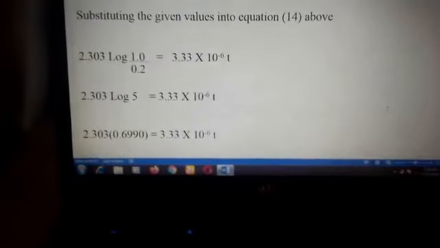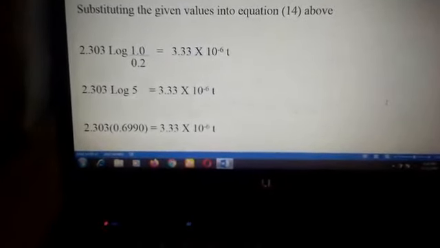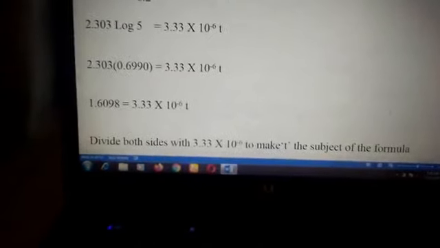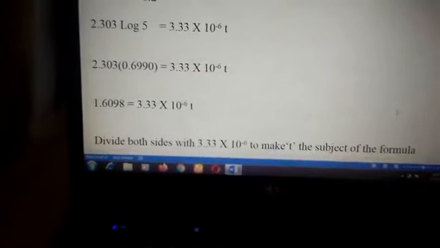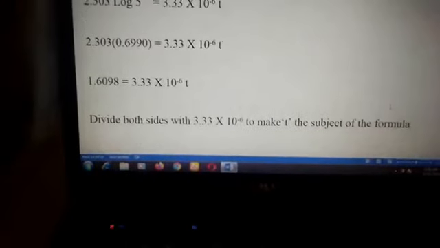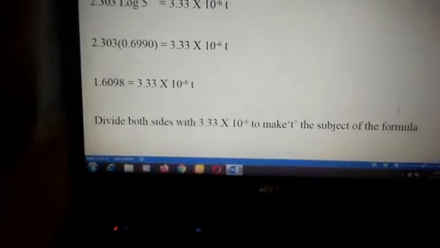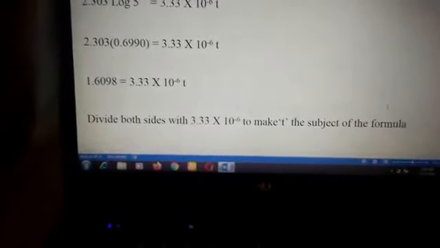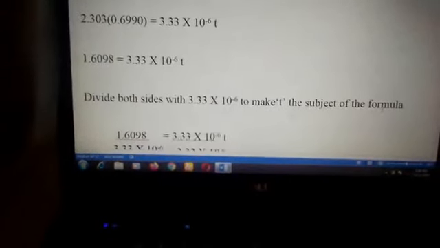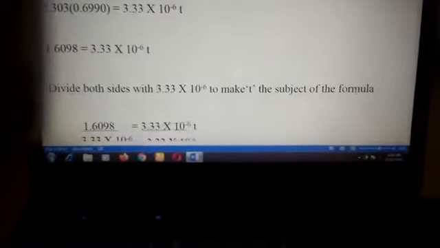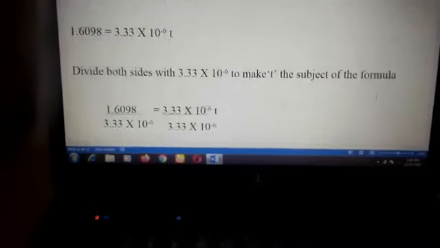So we now have 2.303 log 5 equals 3.33 times 10 power minus 6 t. Log 5 is 0.6990. So we now have 2.303 times 0.6990. That gives us 1.6098, equal to 3.33 times 10 power minus 6 t. We want to make t the subject. Divide both sides by 3.33 times 10 power minus 6 to make t the subject of the formula.